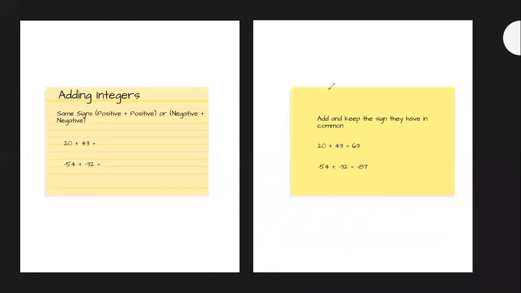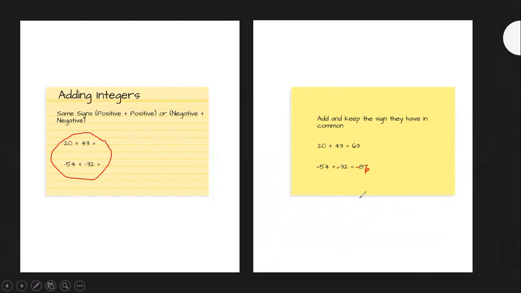Negative 86, right? You keep the sign they have in common. They're both negative, so your answer would be negative. So when you're reviewing your math fact every day, you would want to change this, right? And check your answer, right?